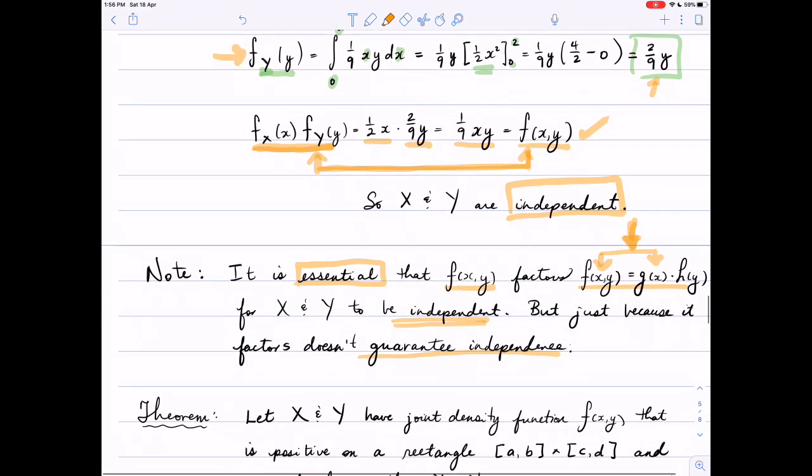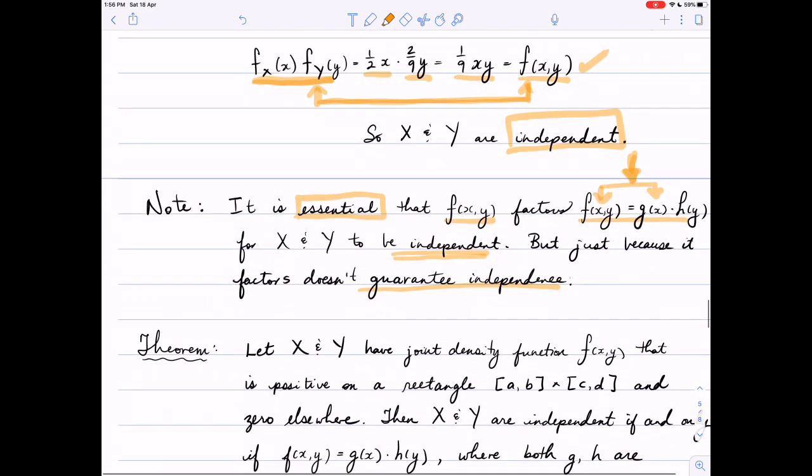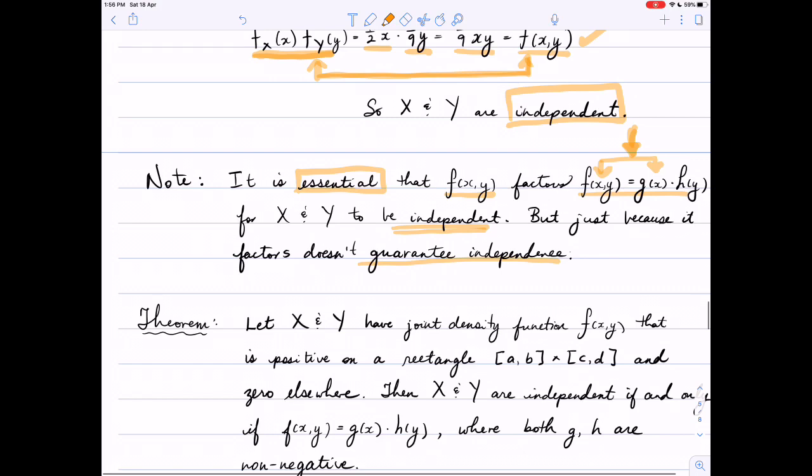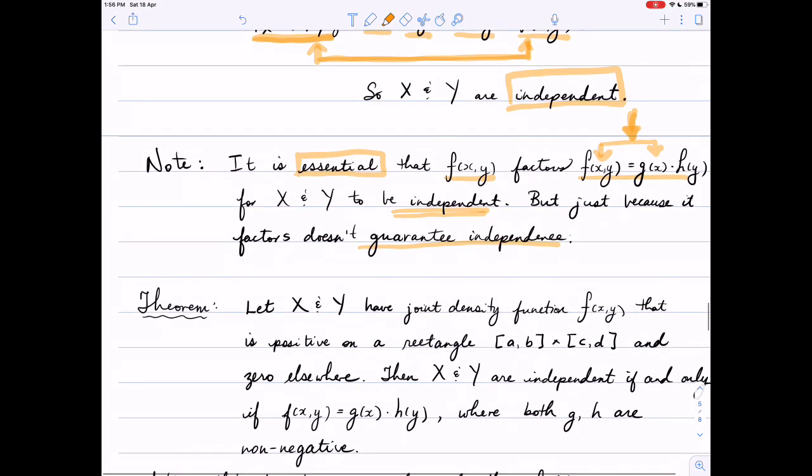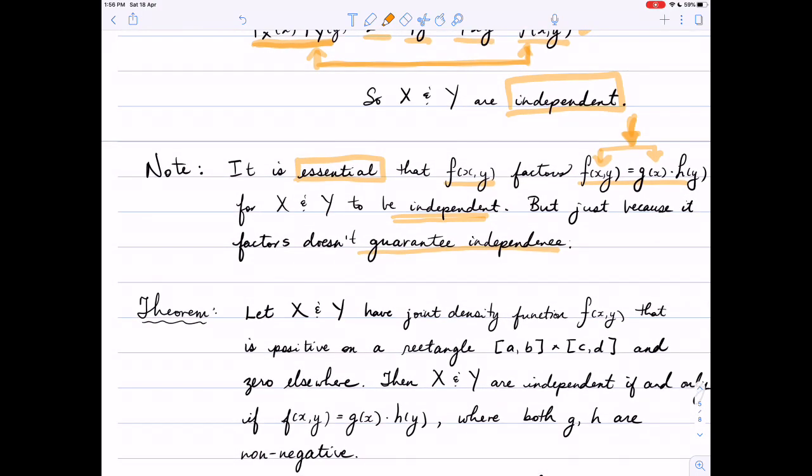So what is enough to guarantee that x and y are independent? Well, the definition, obviously, but more than that, there's this little theorem which says let x and y have joint density function f of xy that is positive on, and if I am very careful, if I specify that the support is a rectangle, and so we've seen that in our double integration, rectangles are the easy case.